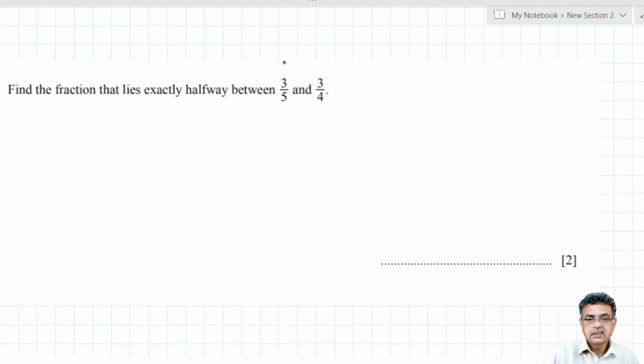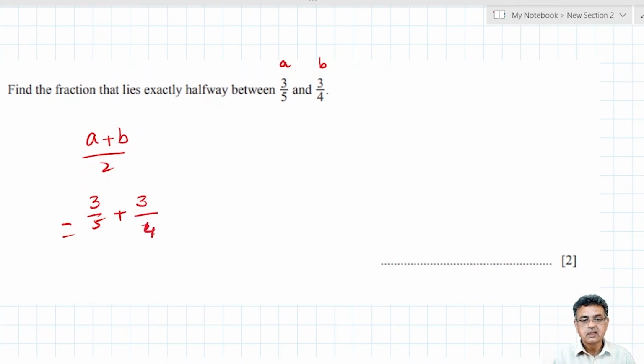First of all, let's try to understand what this means. Halfway means midpoint. If we consider these two numbers as A and B, then halfway between them is the midpoint of these two numbers. And the midpoint is always the sum of the numbers divided by 2. So in the same way, if we replace these values as 3 upon 5 and 3 upon 4 divided by 2, so it will be taking their LCM.